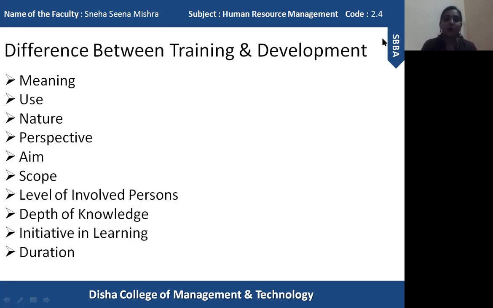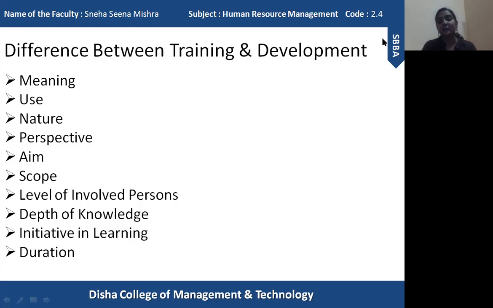That is the aim of the training. But what is the aim of development? The aim of development is to enhance the capability and to use the optimum potential and capabilities of each and every employee. So these two things have very different kinds of objectives. Training is only meant for a specific purpose, but development is meant for an overall aspect of the employee.